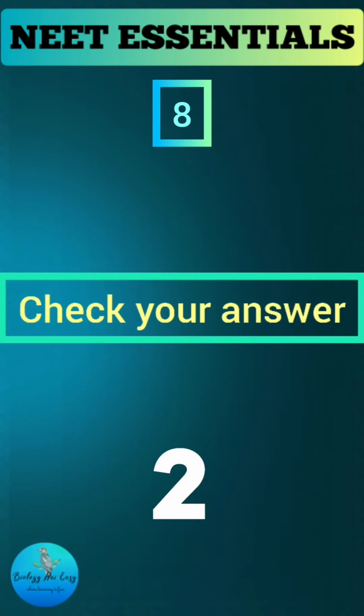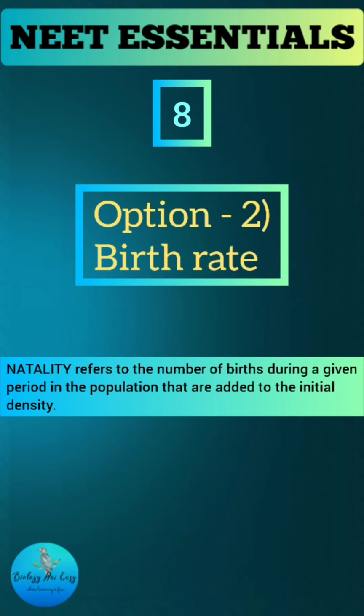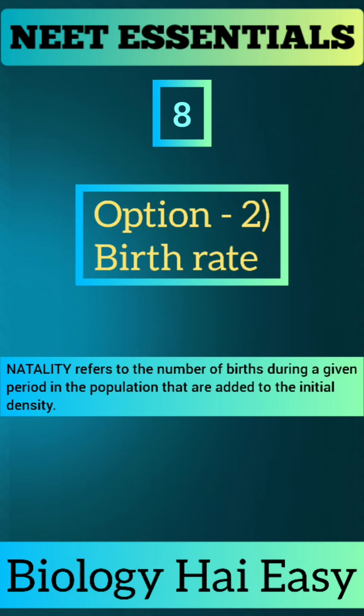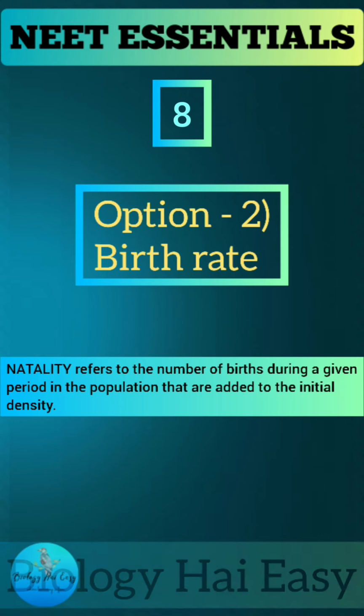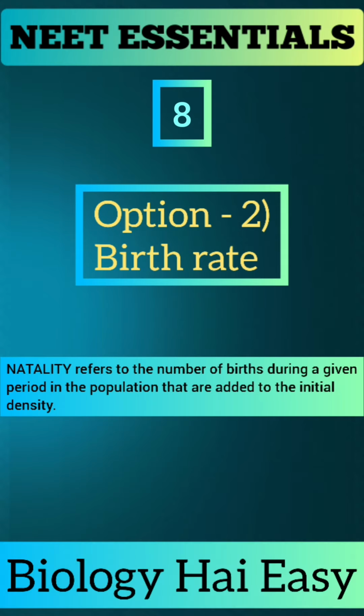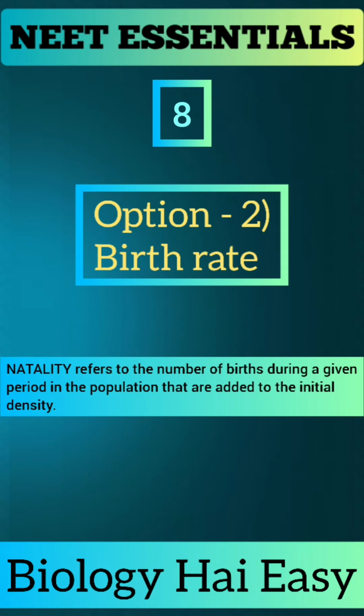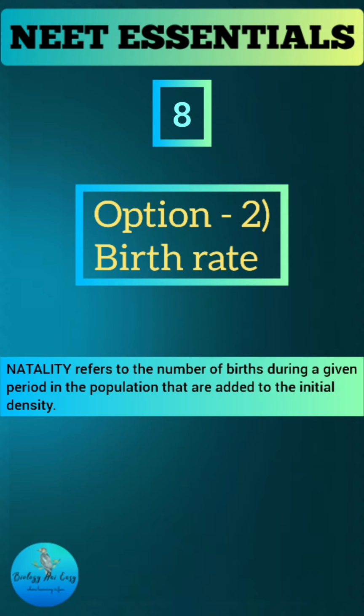And the correct answer is birth rate. Natality refers to the number of births during a given period in the population that are added to the initial density. And mortality refers to death rate. I hope it is clear to you. Let's gear up for our next question.